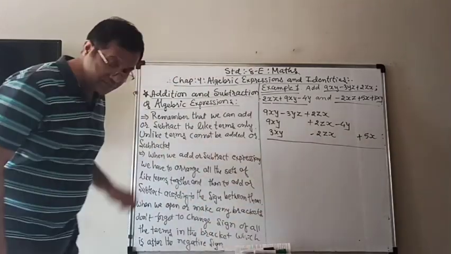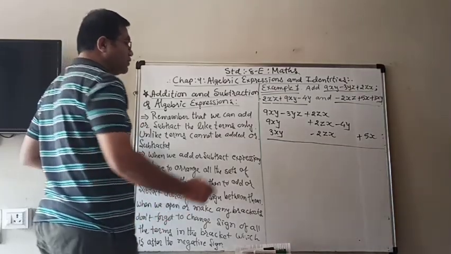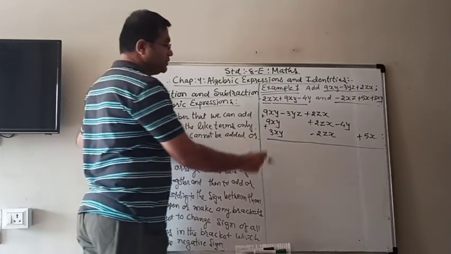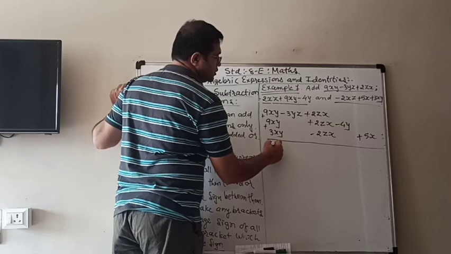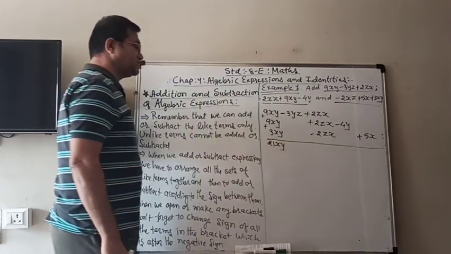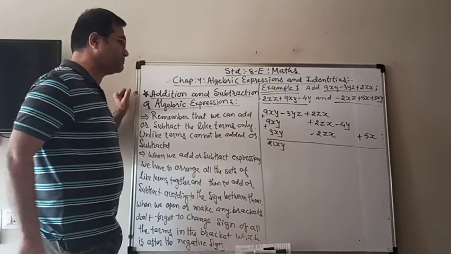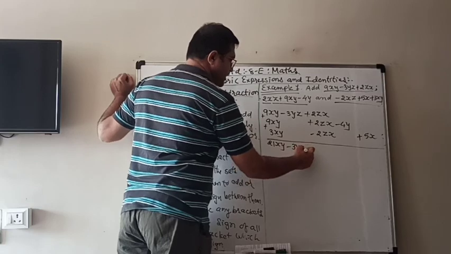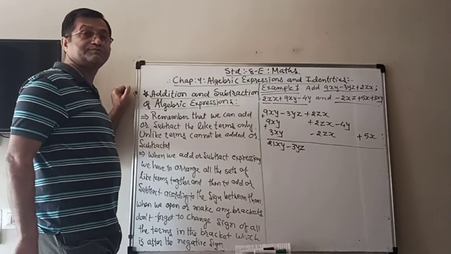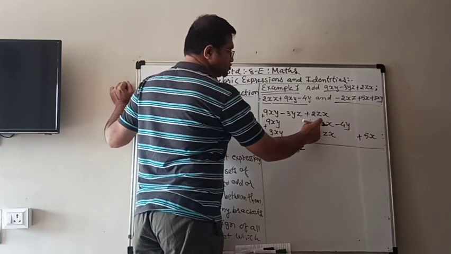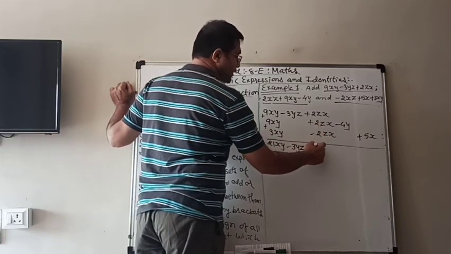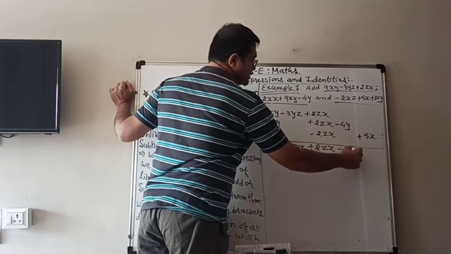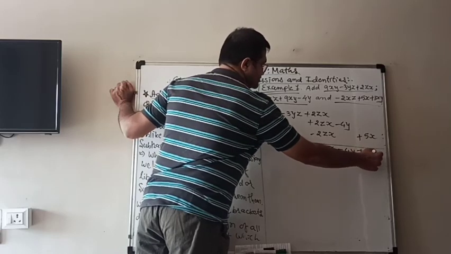So now we have to add them. It is easy now. 9 plus 9 is 18, 18 plus 3 is 21. So the answer is 21xy for the first term. Here they don't have any like term, so that will be written as it is because we cannot add them. Here 2 plus 2 is 4, 4 minus 2 is 2, so plus 2zx. These two terms will be written as it is because they don't have any like terms.